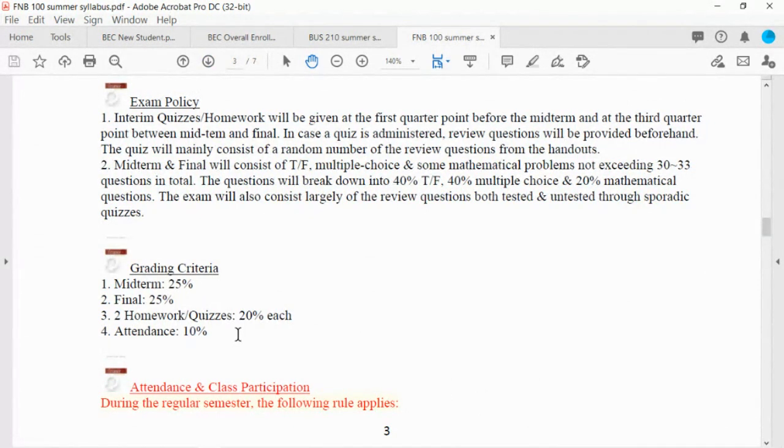2 quizzes. So the midterm will be given at the midpoint of the semester. Final, of course, at the end. First quiz will be at the first quarter point. That's why it is first quiz, first quarter point. And then quiz 2 will be given at the third quarter point. Okay, makes sense?